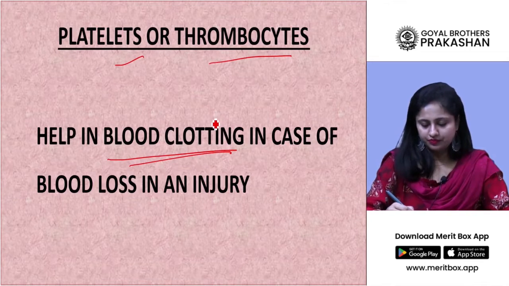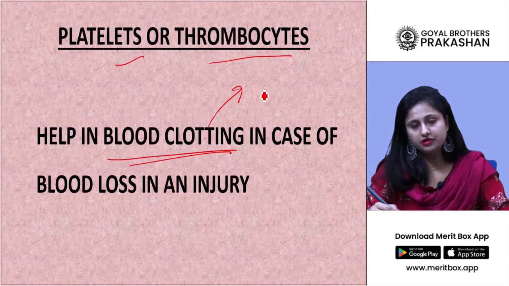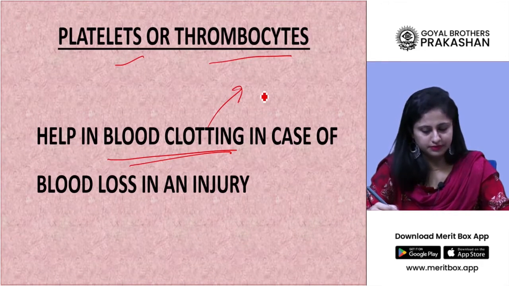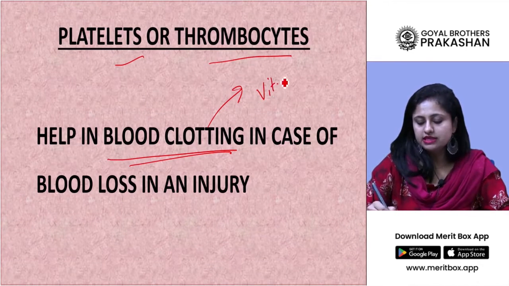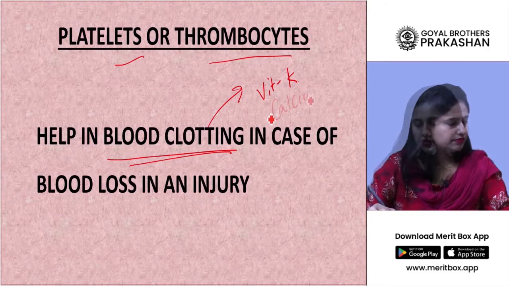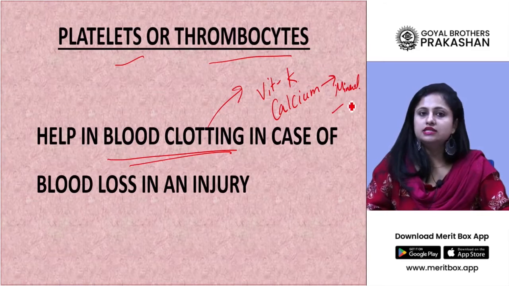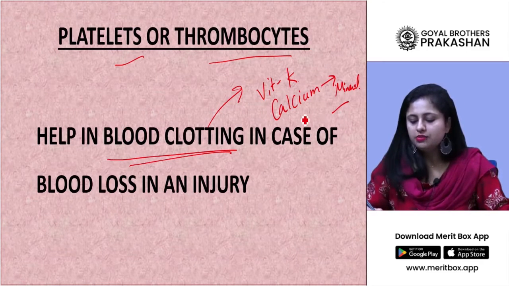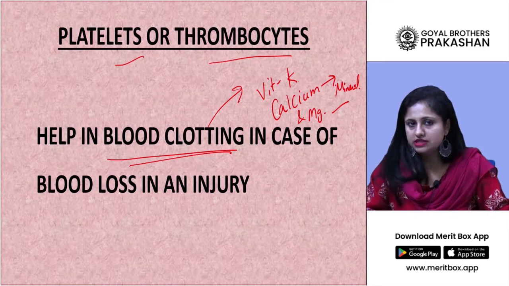Along with the presence of platelets, some other things are also important for our blood to clot, right? Those are some vitamins, like vitamin K, and minerals. Calcium and magnesium minerals are important.